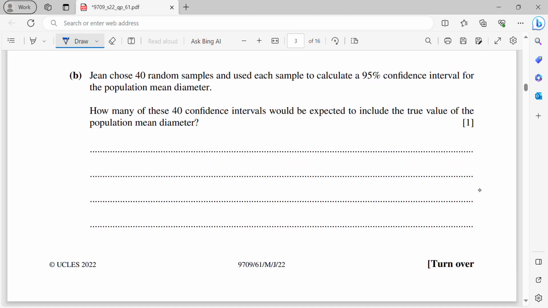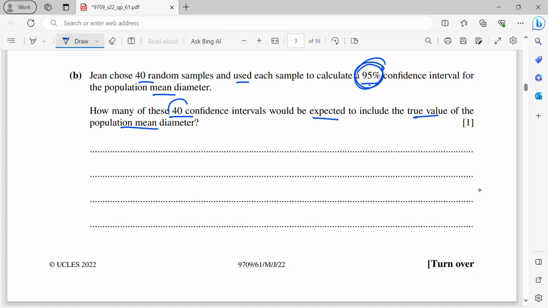Now B. Jane chose 40 random samples and used each sample to calculate a 95% confidence interval for the population mean. How many of these 40 confidence intervals would be expected to include the true value of the population mean diameter? So just now, a 95% confidence interval for the population mean means that the true mean will be in the interval with the probability of 0.95. That is for one confidence interval.